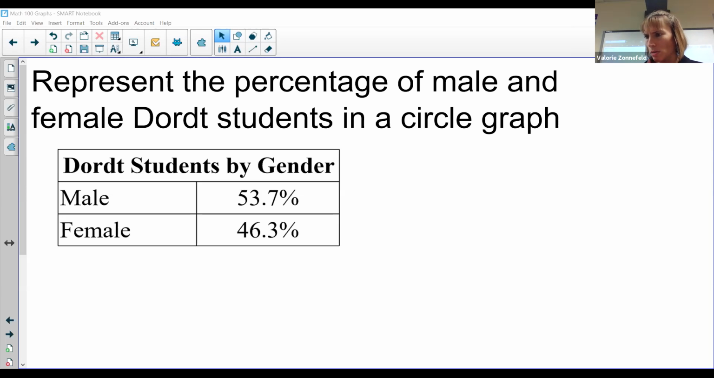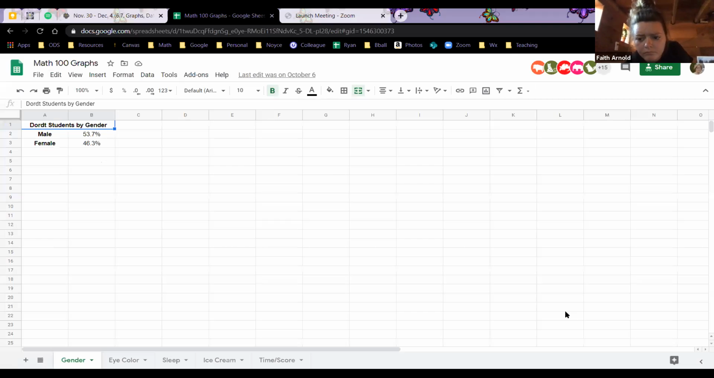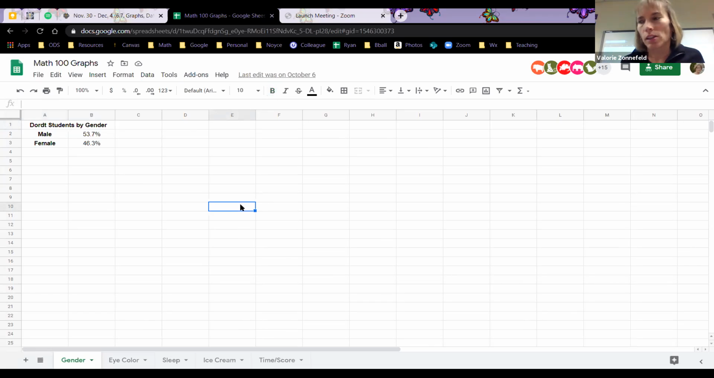Okay, so the first thing, by the way, can you see my Google Sheet or do I need to change what I'm sharing? They can't see it? Okay, let me change. New share. All right, give me a thumbs up. Do you now see what I'm sharing? Okay, excellent.